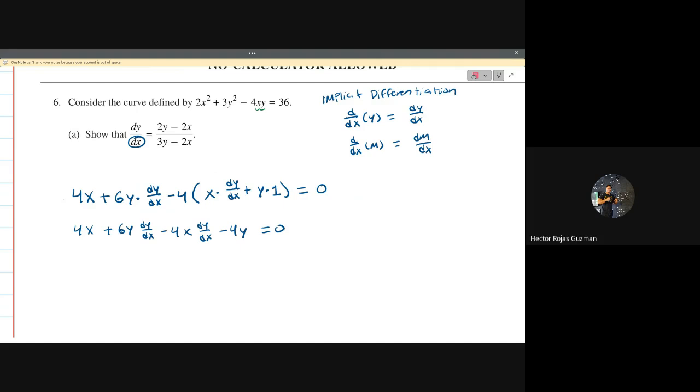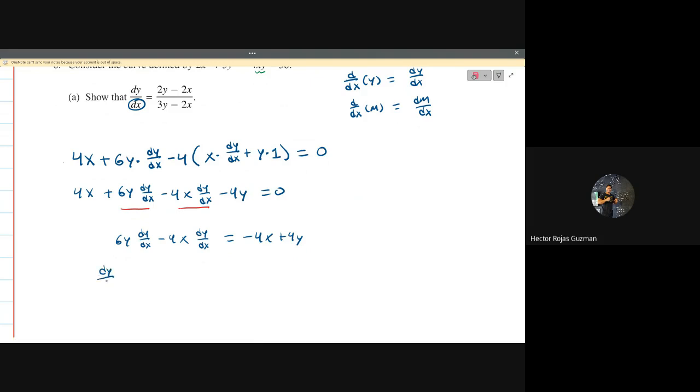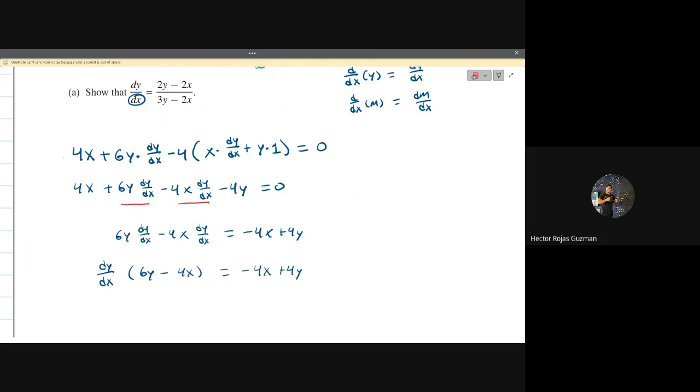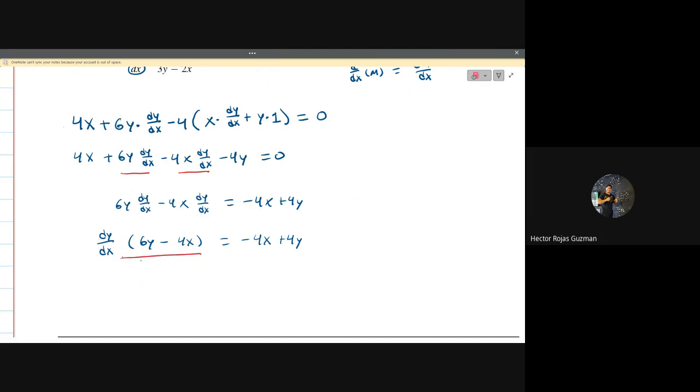Next, I'm going to isolate my dy/dx's. So these are going to stay on the left side of my equation, but I'm going to move everything else. 6y dy/dx minus 4x dy/dx equals negative 4x plus 4y. Since both pieces on the left side of the equation have a dy/dx, let's factor it out. By factoring out a dy/dx, that allows me to just divide by this factor right here, the 6y minus 4x, and isolating my dy/dx, which is the goal of this question. So now we have negative 4x plus 4y divided by 6y minus 4x.